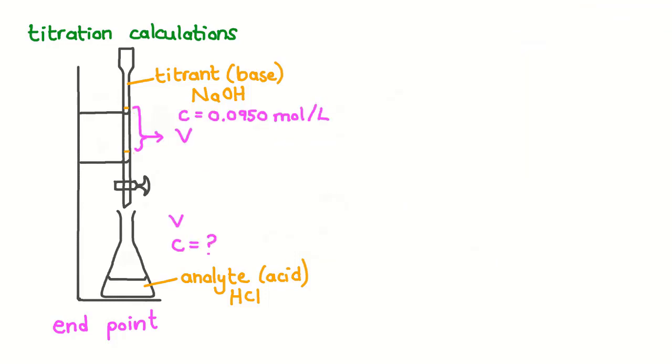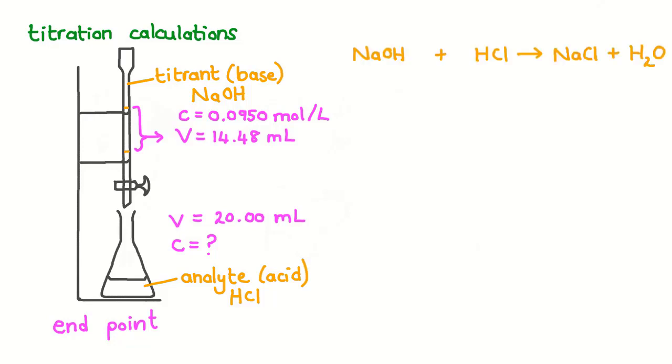If the concentration of the base is 0.0950 moles per liter, and the average titer 14.48 milliliters, and the pipetted volume of the analyte exactly 20 milliliters, we can determine the concentration of the analyte as follows. First, we need the balanced equation for the reaction between the titrant and analyte. The molar ratio of the two reactants is 1:1. We get this from the stoichiometric coefficients of the balanced equation.